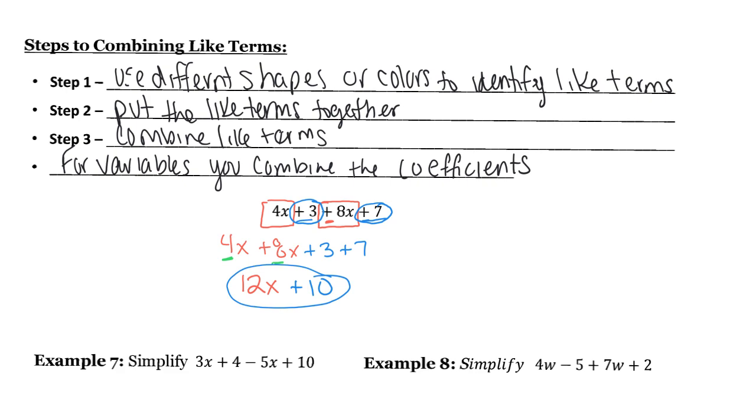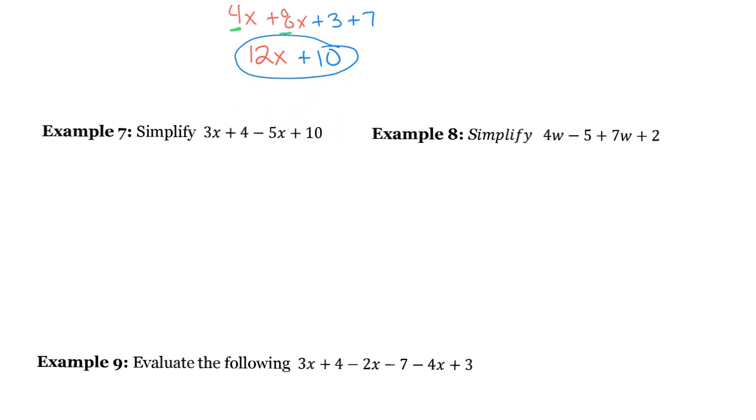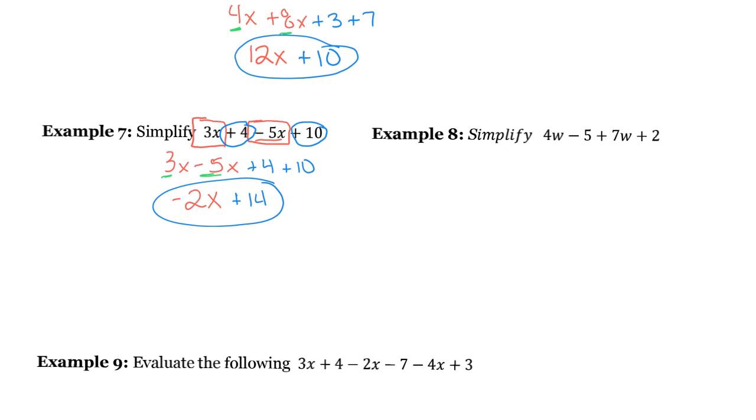All right, so we're going to do one more together. So again, we want to identify our like terms. So anything with the same variable, we'll start by putting it in a box. Remember to keep its operation. Constants, we put in circles. So now that we've identified them all, we rewrite. So 3x minus 5x plus 4 plus 10. And now we use our coefficients. 3 minus 5 is negative 2. Our x comes along. 4 plus 10 is 14. And that's our answer.